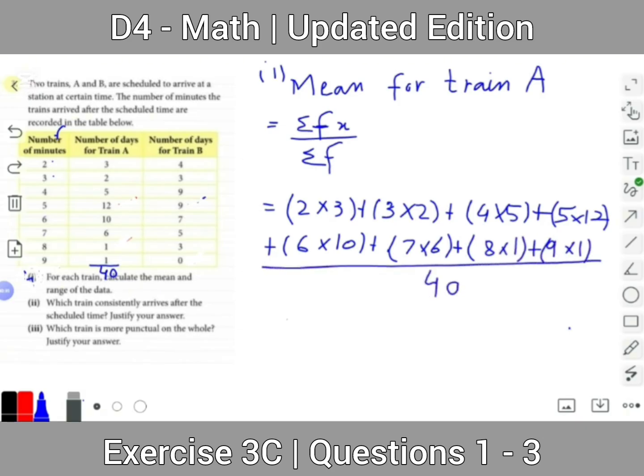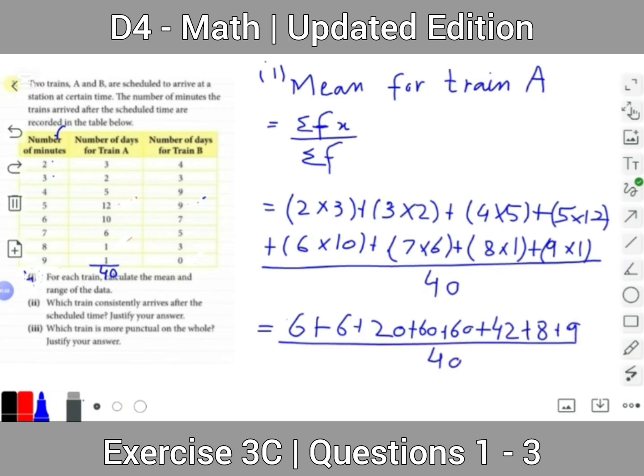Now we have 6, 6, 20, 60, plus 60 plus 42 plus 8 and plus 9, and after dividing by 40, and after adding up we will get 211 divided by 40, and it will give us the value 5.275 minutes. So the mean time for train A is equal to 5.275 minutes.